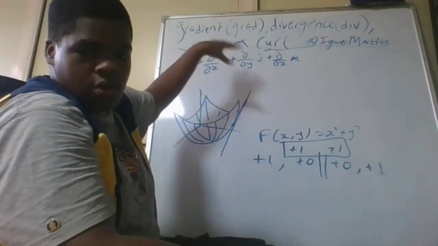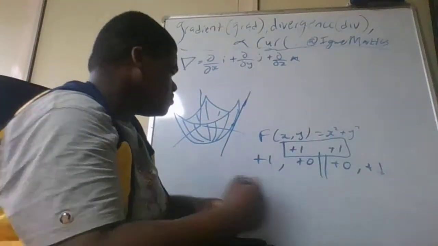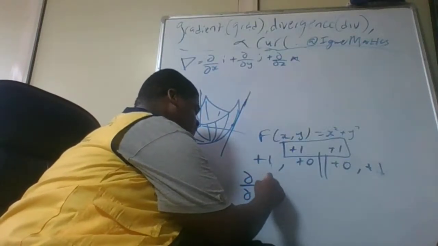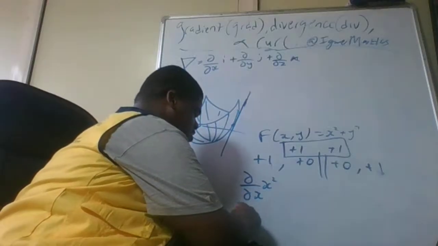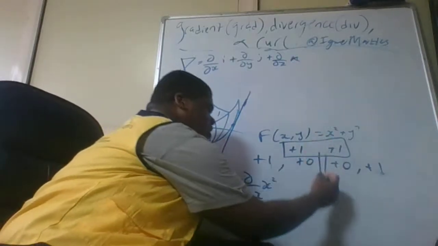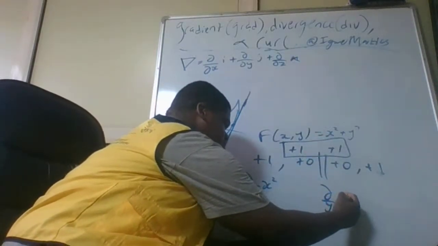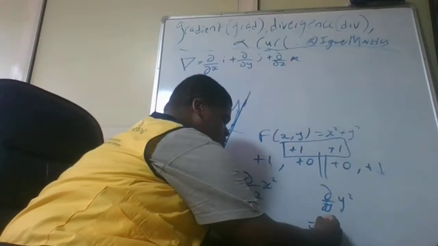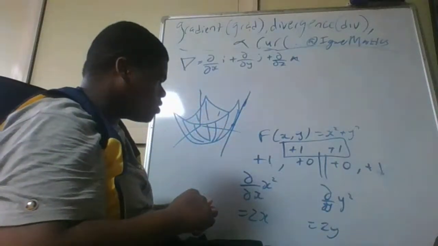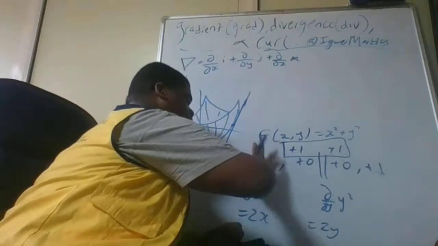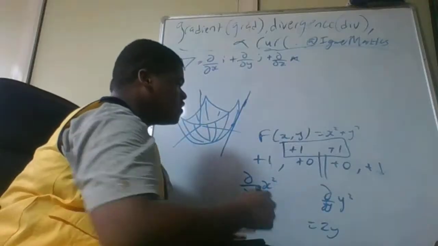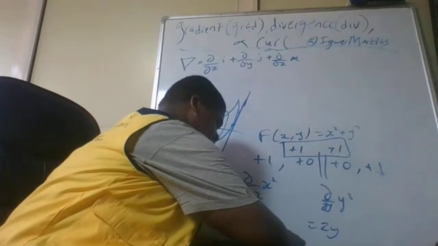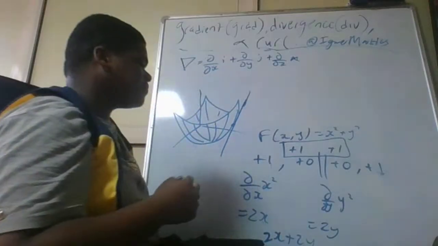That's where the idea of partial derivative comes in. You partially increase x: the partial derivative of x squared with respect to x gives you 2x. Then you partially increase y: the partial derivative of y squared with respect to y equals 2y. So the way f of x will change if you increase x and y each by 1 unit would be 2x plus 2y.